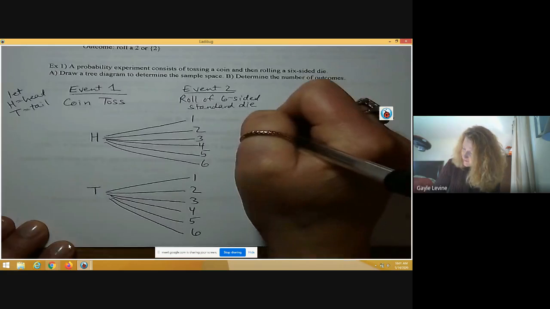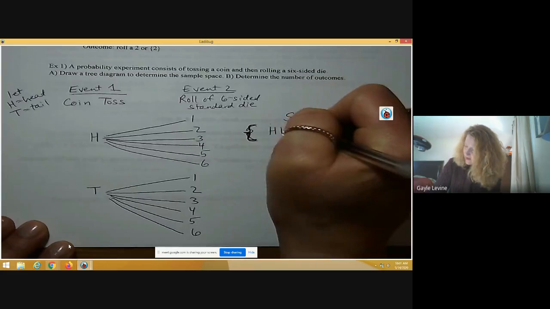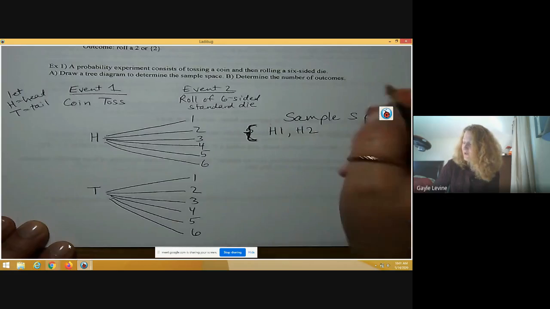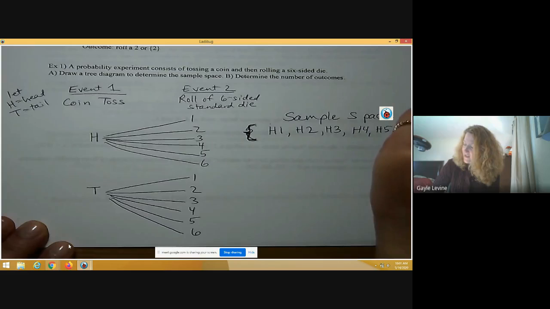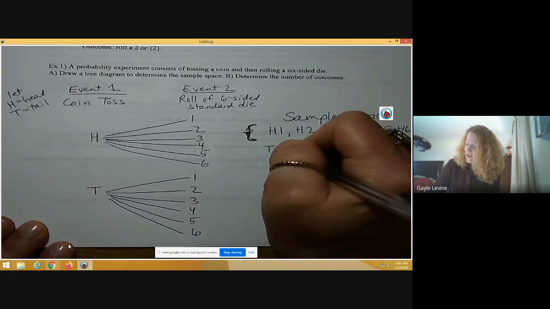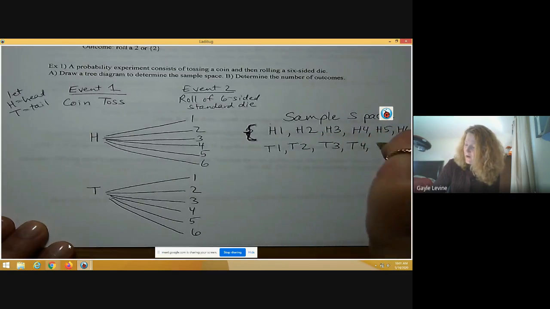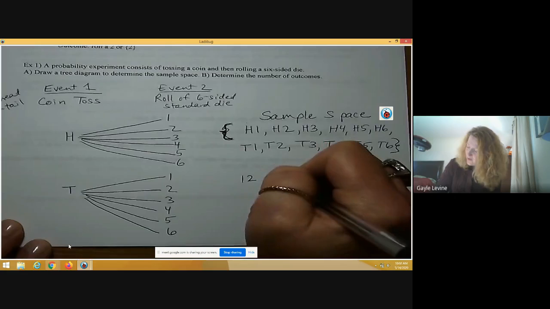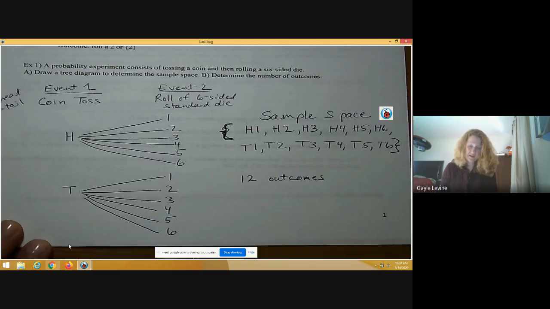I'm going to write this. That was a lousy bracket. Let's try again. Each one: flipping a head and getting a 1 on the die, a head and then a 2, head then a 3, head then a 4, head then a 5, head then a 6. And then we can go to the tail. So tail then rolling a 1, tail then rolling a 2, tail then rolling a 3, tail then rolling a 4, tail then rolling a 5, and then tail then rolling a 6. That's a much better bracket. And then that means there are 12 total outcomes. So that gives you 12 possibilities.